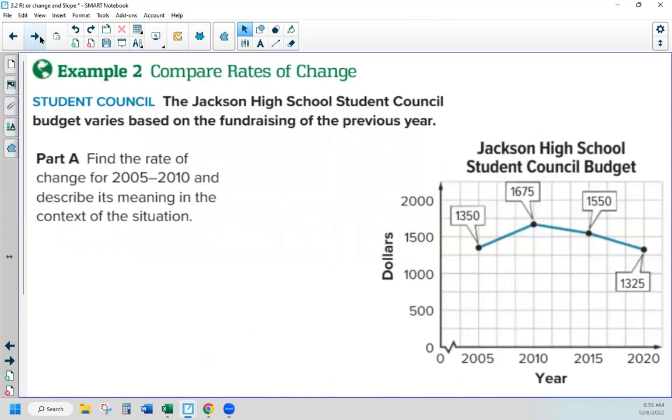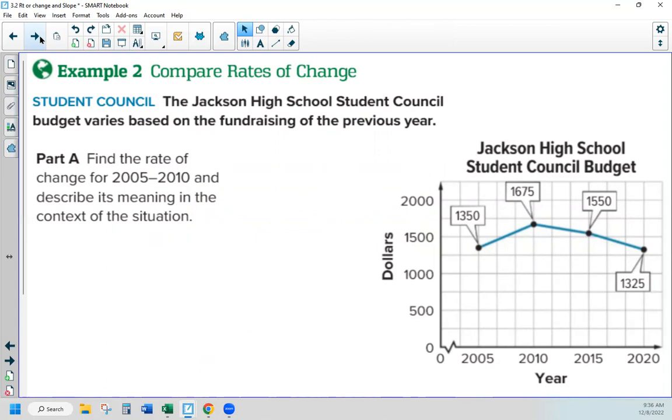All right, now here it's a little bit different. We have a word problem, and you could tell that these are different slopes. These are 4 different parts, and they all slope differently. So let's see what this is talking about. The Jackson High School Student Council budget varies based on the fundraising of the previous year. So the school raises money and they use that for the next year.